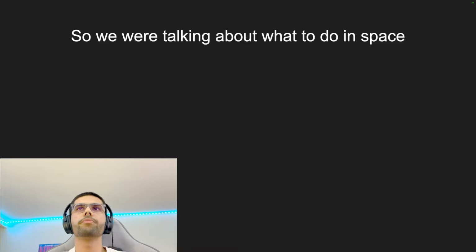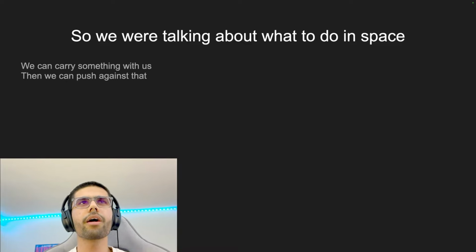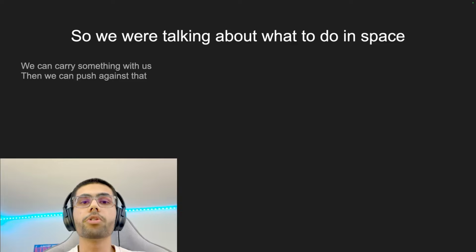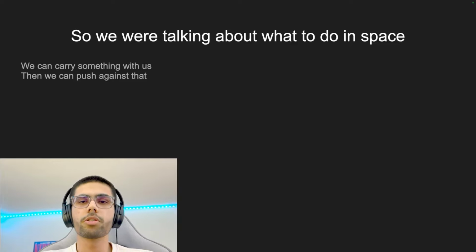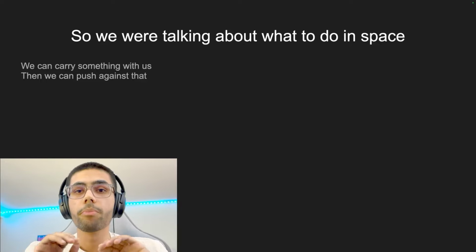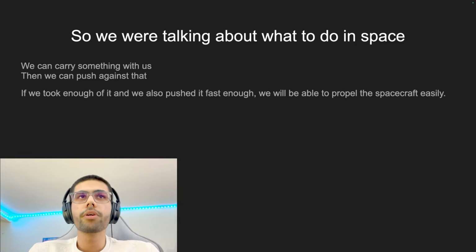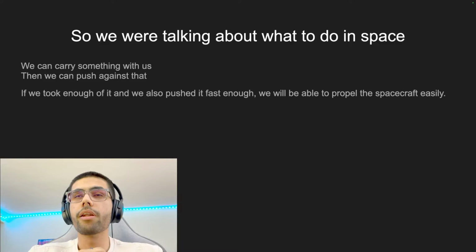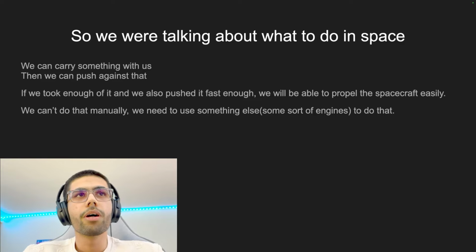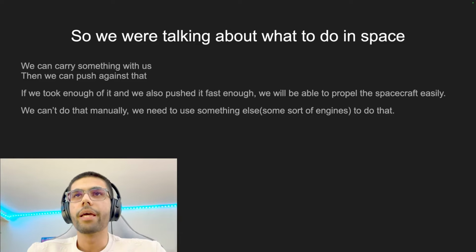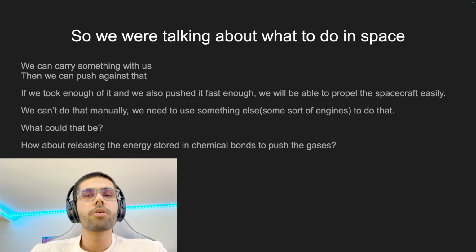So we were talking about what to do in space, right? We can carry something with us, then we can push against that. Now, in space, there's no air, there's nothing we can push against. But we have to carry our own stuff that we will push against if we want to propel. Now, if we take enough of it and also push it fast enough, then we will be able to propel our spacecraft. We can't do that manually, unfortunately, so we need something automated. We call those engines. What could that be actually?